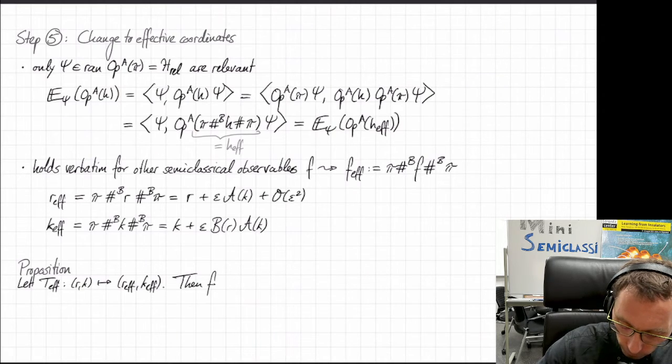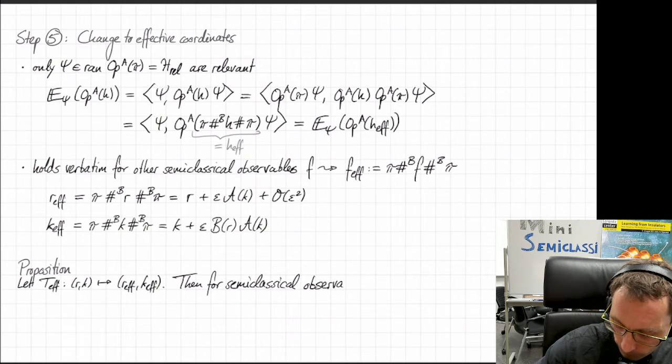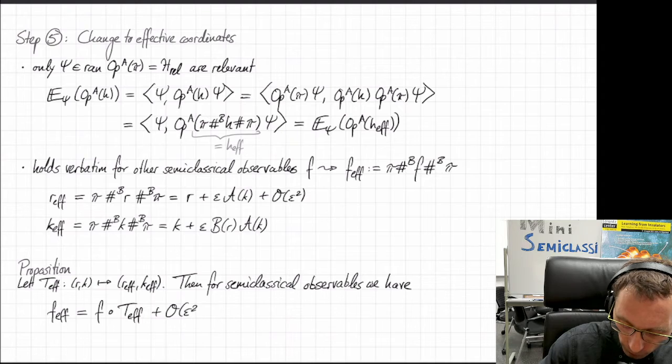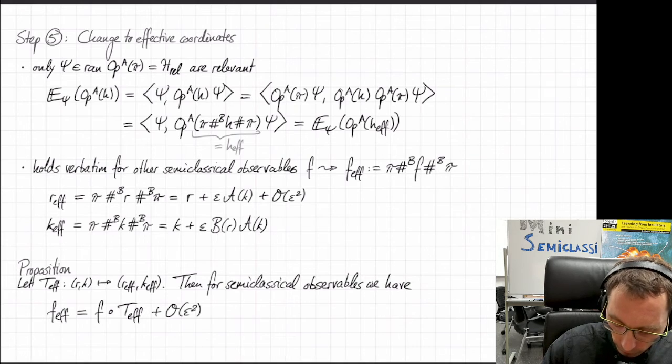And then for semi-classical observables, we have a faster way of computing F effective, namely F effective is just the composition of F with this coordinate transformation, at least up to errors of order epsilon squared, and for our semi-classical purposes, this is good enough.